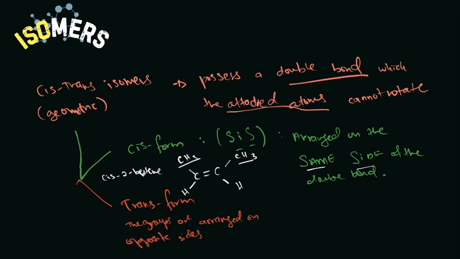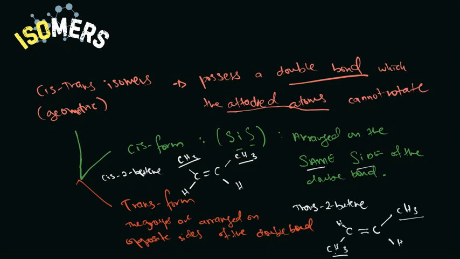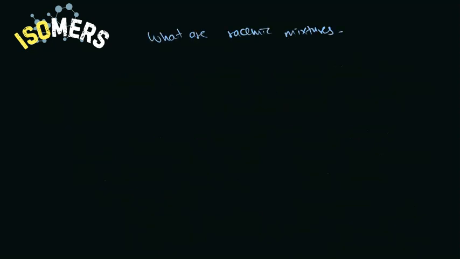Now we know that cis form exists on the same side, therefore trans form, the groups are arranged on opposite sides of the double bond. Example, trans-2-butene, you can see the CH3 groups are arranged on opposite ends of the double bond. Another example in cis-trans isomers is mivacurium. We are done with the classification of isomers. Now, there are a few more terminologies that we have to be familiar with in isomerism.